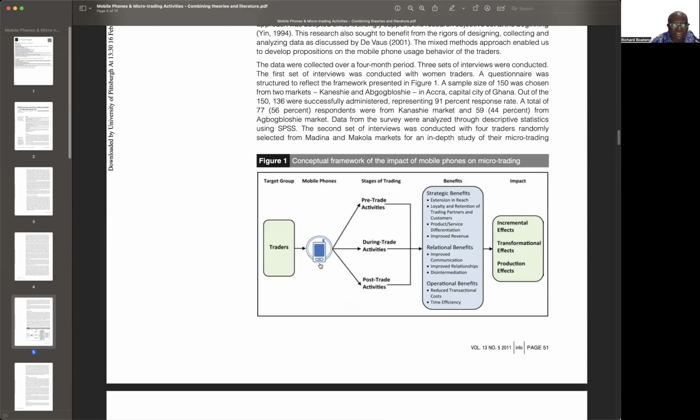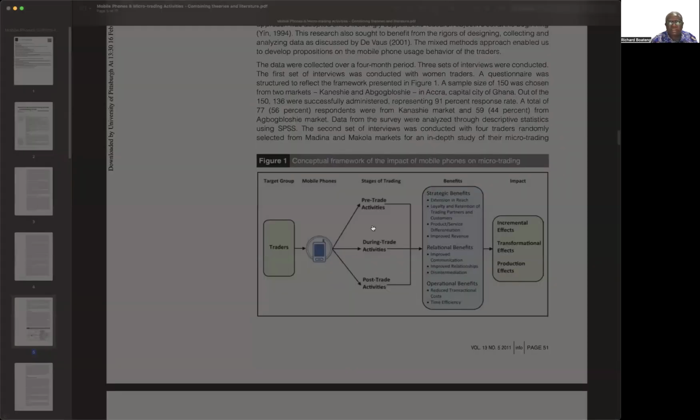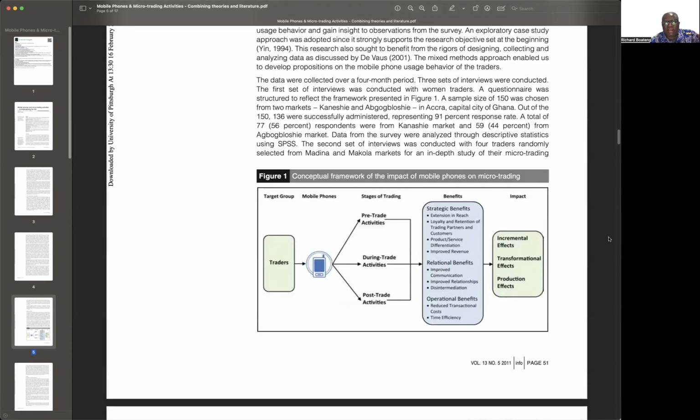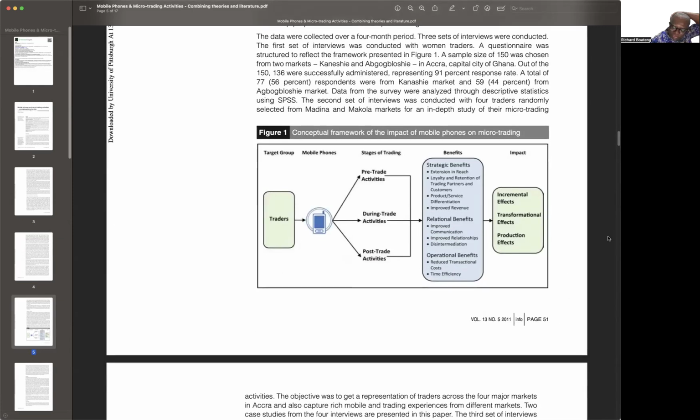So we start by saying the traders who adopt a mobile phone will use it during the pre-trade, during trade and post-trade. But we don't have the key activities underneath that they use it for. Then from there, to generate certain benefits: strategic benefits, relational benefits, and then operational benefits. And these benefits are coming from the literature that exists earlier on the ICT and commerce literature, which we mentioned earlier. Now, to then lead to an impact. The impact could be incremental impact, transformational impact, and then production impact.